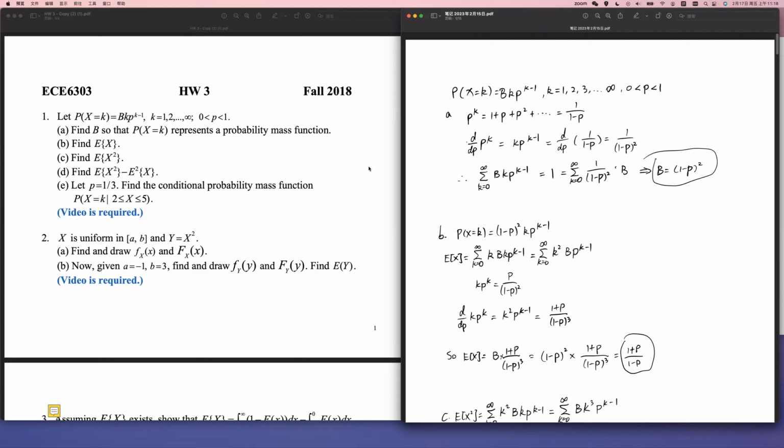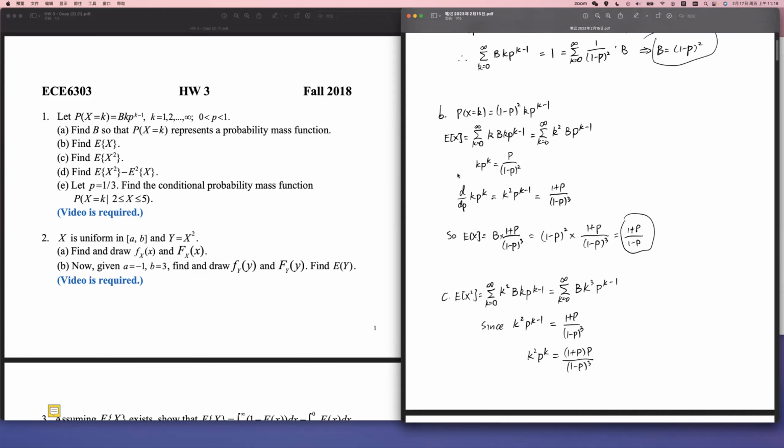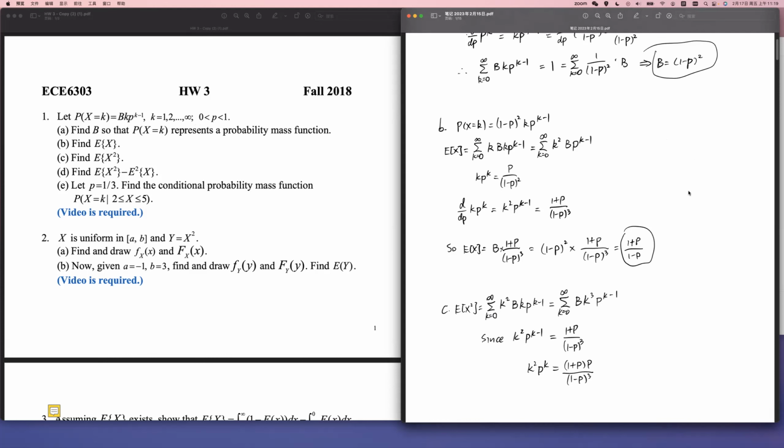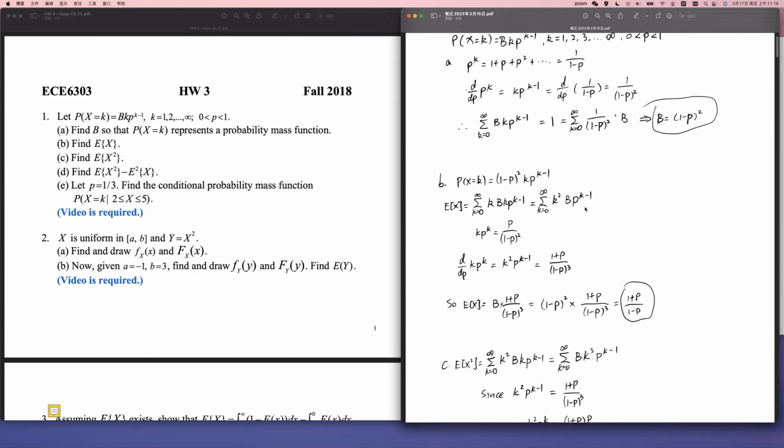And for part B, it asks for the expected value of x. So we know that the expected value of x is the sum of k times the PMF, for k equals 0 to infinity, which is b times k times p to the power of k. It is more like a math problem, so my idea is to take the derivative just like the first part.